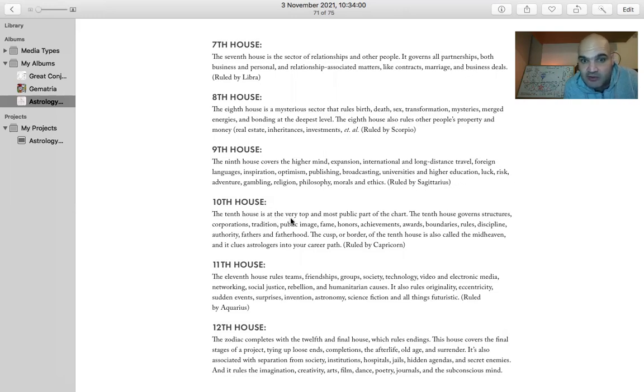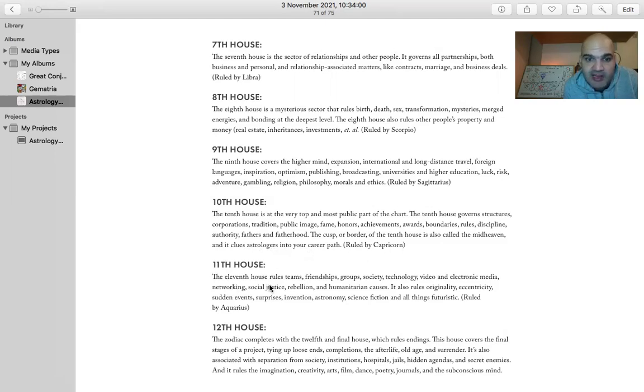The 10th house is at the very top and most public part of the chart. The 10th house governs structures, corporations, traditions, public image, fame, honors, achievements, awards, boundaries, rules, discipline, authority, fathers, and fatherhood. The cusp or border of the 10th house is also called the midheaven, and it clues astrologers into your career path.